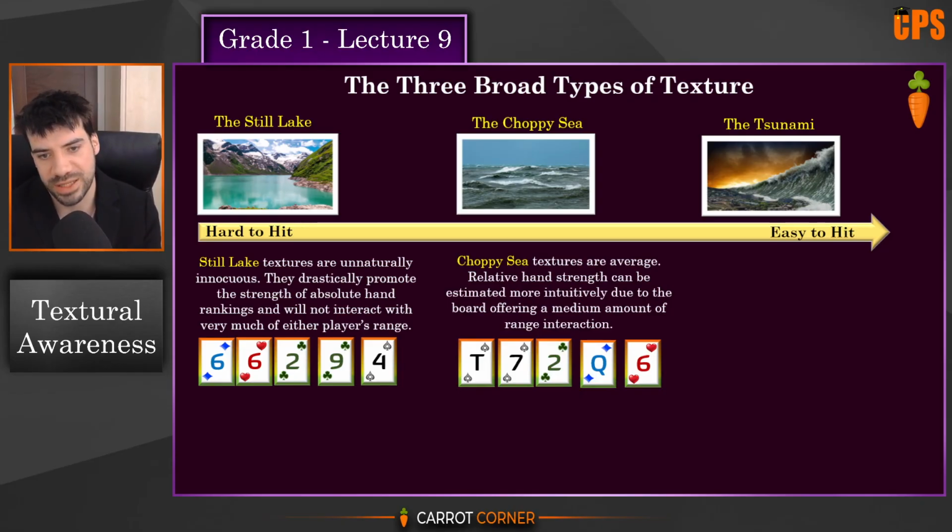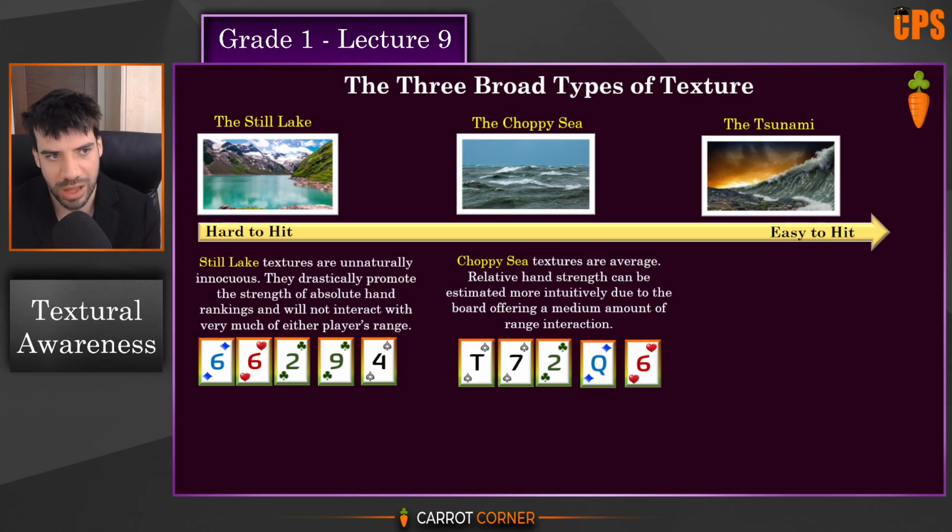But first, choppy C's. These are boards which are average in terms of how easy or difficult they are to connect with, and therefore relative hand strength can be estimated a bit more intuitively. It's a bit more of a deviation to the norm. More textures than not are going to be choppy C, meaning that they're going to offer you enough connectivity that any random pair isn't going to be a great hand, but it's also not going to be a completely worthless hand either. Generally, if the best ace highs and mediocre pairs are doing okay, then you're in a choppy C texture.